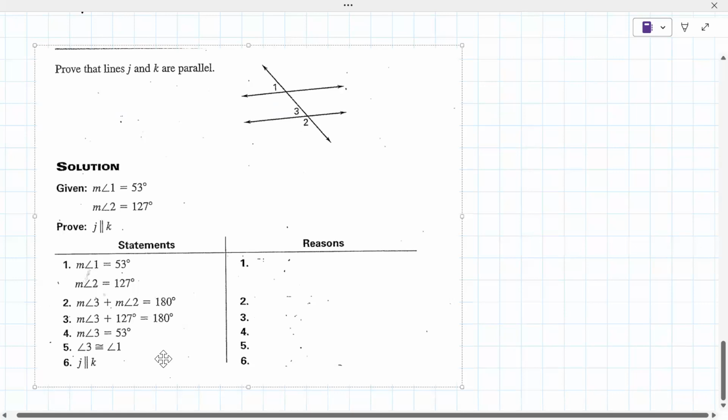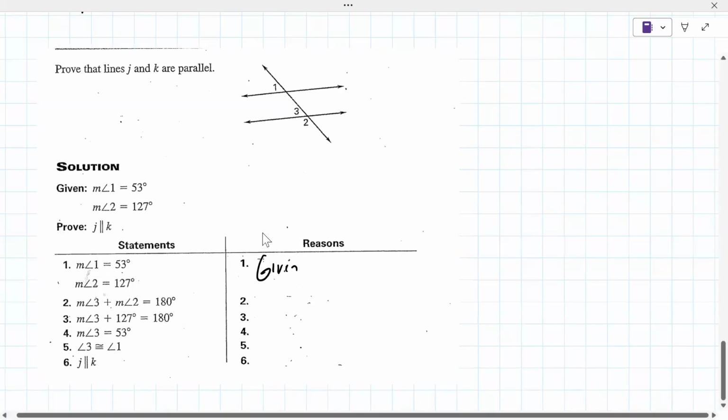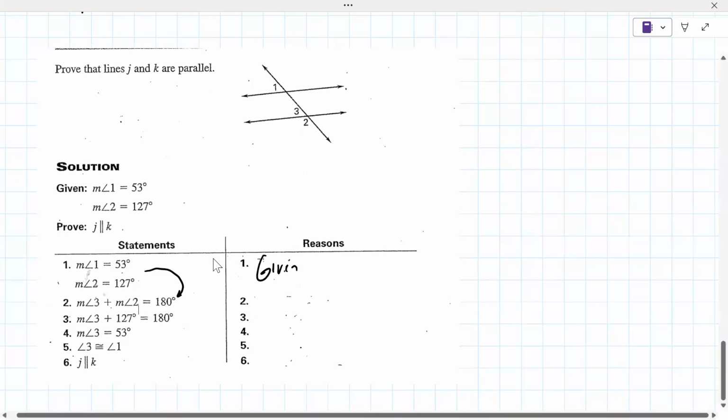What is the first reason in this proof? Given. Yes, we always have to get that one right there, given. Okay. Usually step one leads to step two, but not necessarily. Notice step two uses measure of angle 3 and measure of angle 2, so that does not apply here. Step 2 is its own independent step.